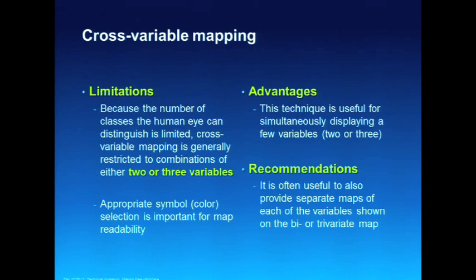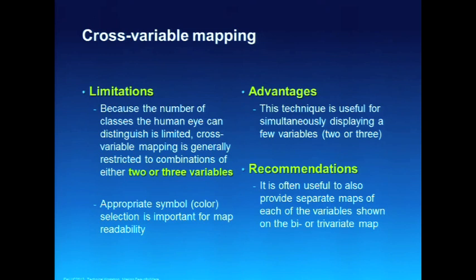Now, cross-variable mapping, including bivariate and trivariate mapping, has some limitations. Because the number of classes that the human eye can see is limited, we really want to restrict the number of variables we're showing on these maps to either two or three variables. You also need to be very careful about using the appropriate symbol choices, in this case color, when you're making these maps. The advantage is that you can very easily visually see the relationship between these two or three variables.